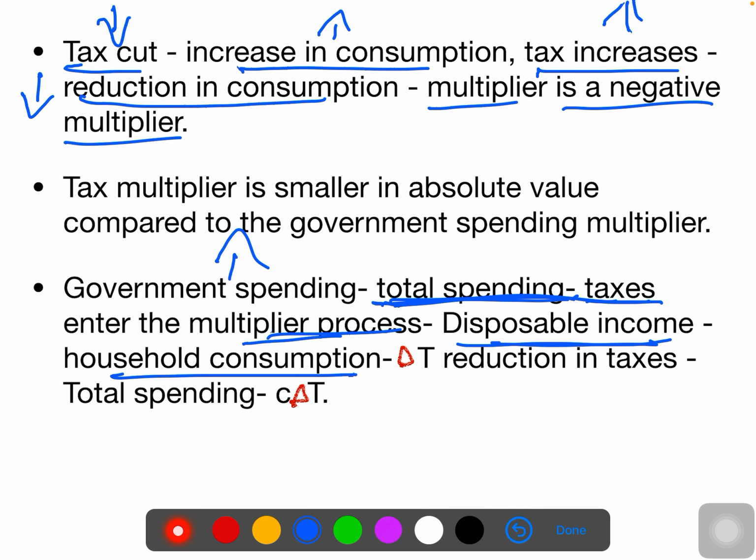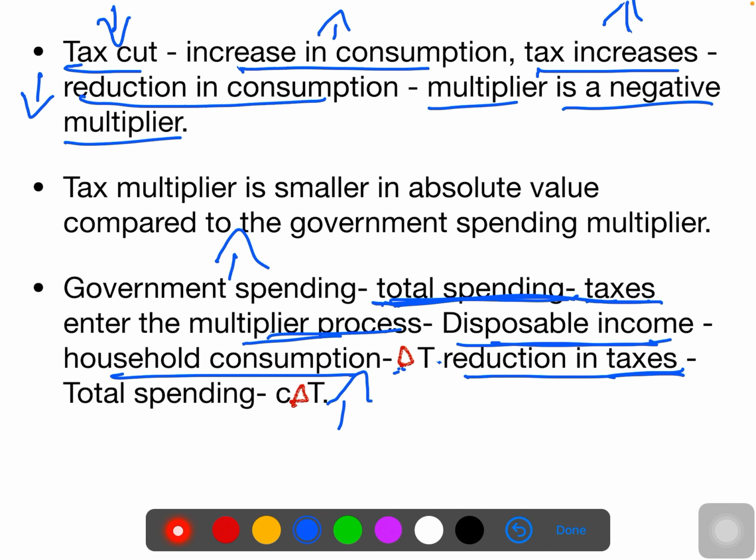With this, what we can understand is change in T, which is a change in taxes. Change means it can increase, it can decrease. So here, when we talk about change in T, it means the taxes are reduced. In this case, what is happening with the total spending? The total spending is going to increase.